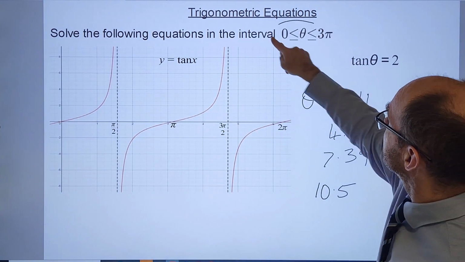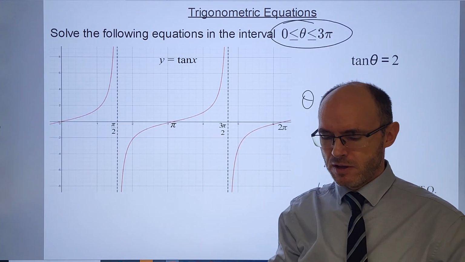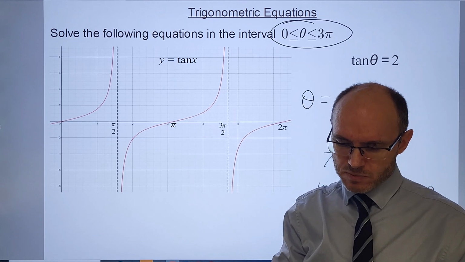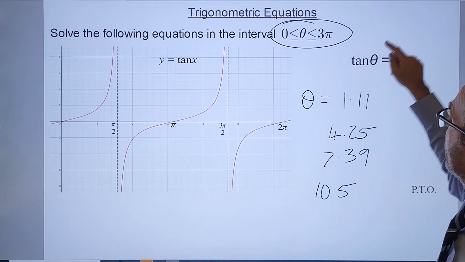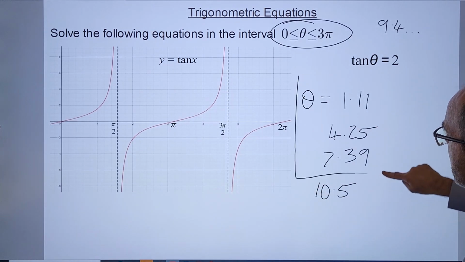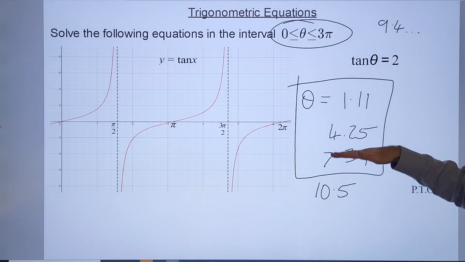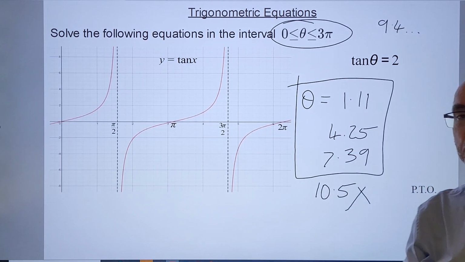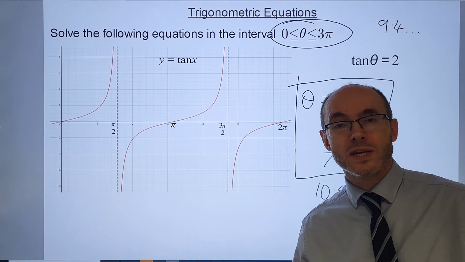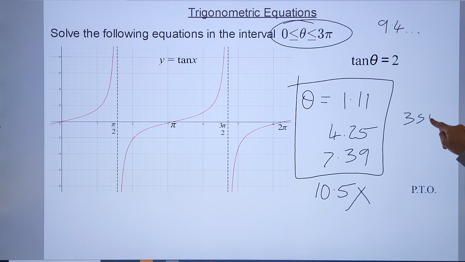Well, from the interval that's been given, it's between 0 and 3 pi. Okay, well, I'm going to work out what 3 pi is as a decimal. It's 9.4 something. Doesn't matter what the rest of the number is, 9.4 something. You can see these numbers here, they're all in that interval. Okay, they're all between 0 and 9.4 something. This one isn't. It's beyond. So therefore I don't need to include it. So it's just those answers there. Again, all to 3 significant figures.